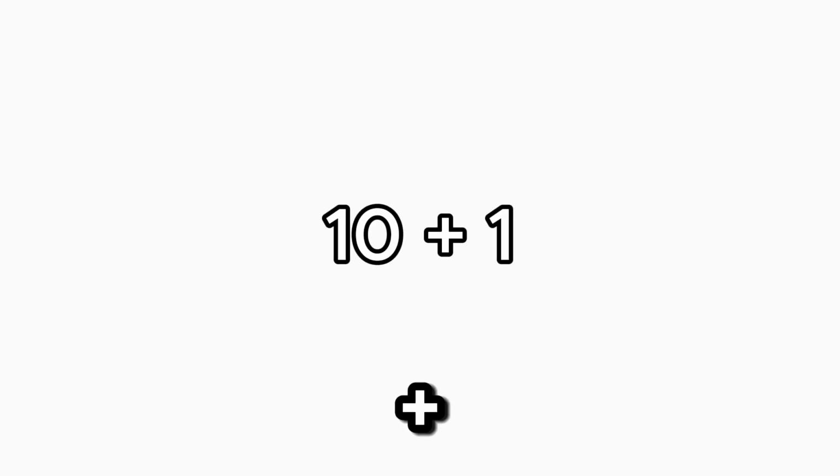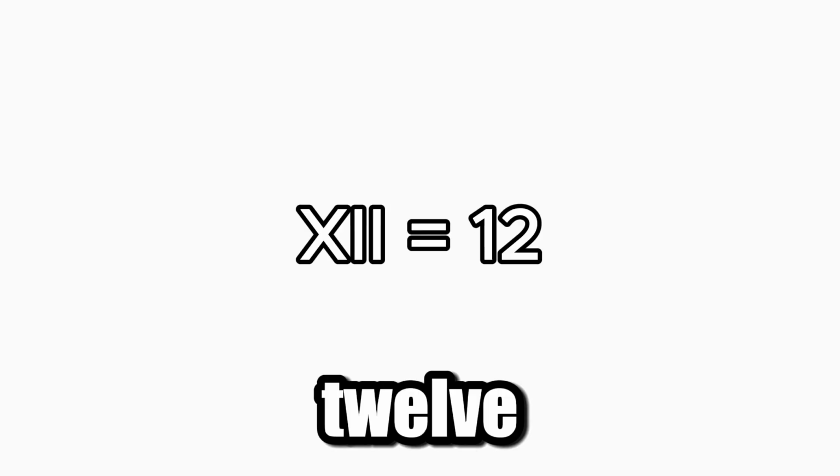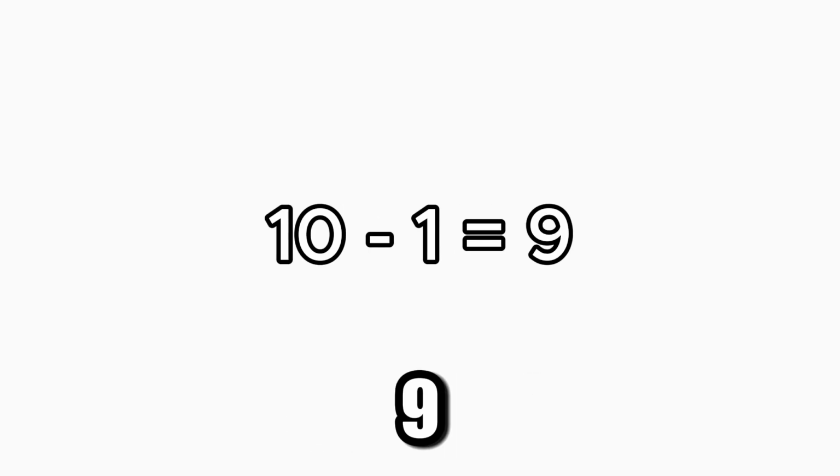The first example is XII. Since X is 10 and each I is 1, and they're going from biggest to smallest, we just add 10 plus 1 plus 1, which gets us 12. So XII is 12. For our second example, we have IX. Since I comes before X, that means we subtract 10 minus 1, which equals 9. So IX is 9.